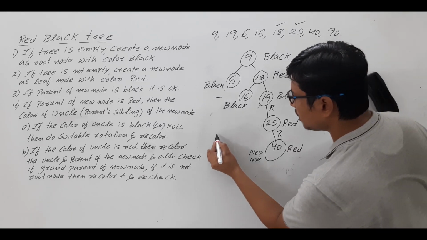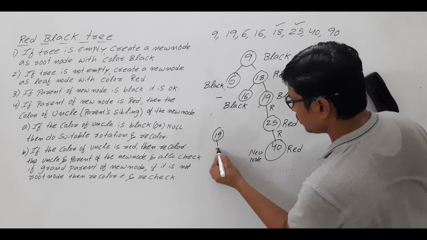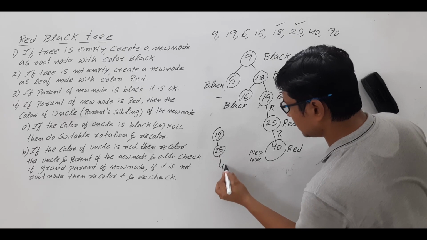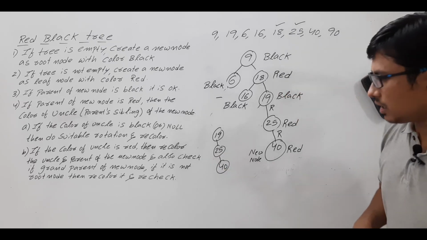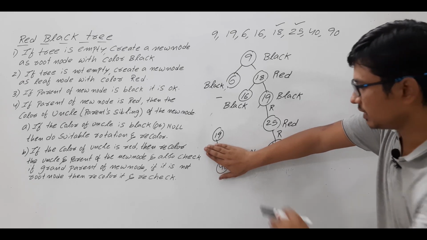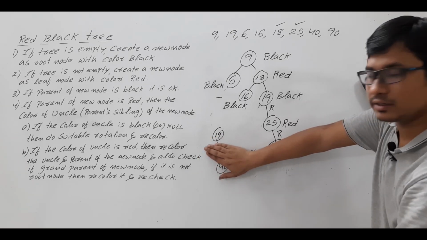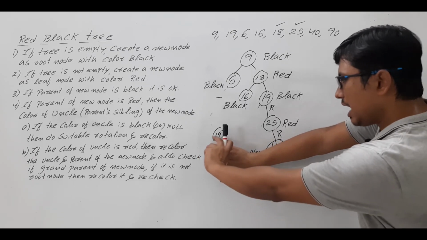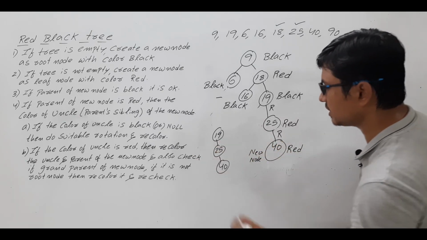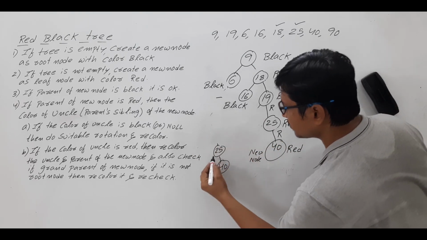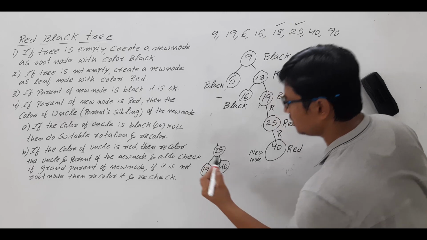If I do the RR rotation on 19, 25 and 40, I will hold this 25 and I will move this 19 to the left side. If I move the 19 to the left side, I will get it like this.